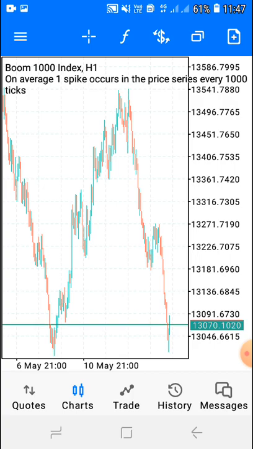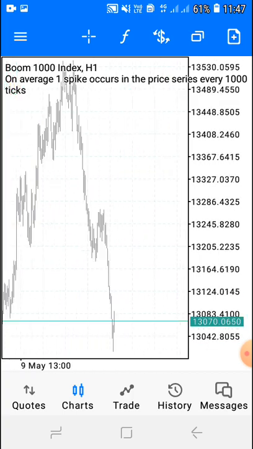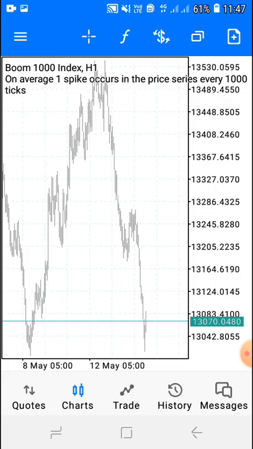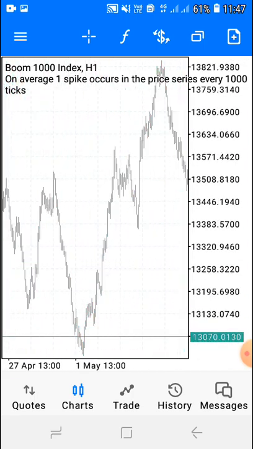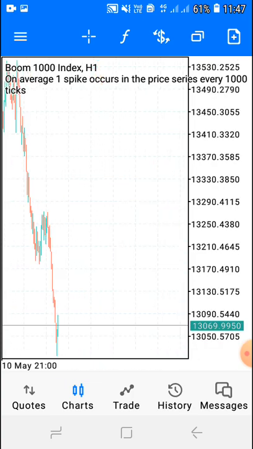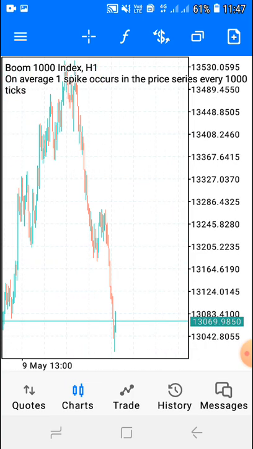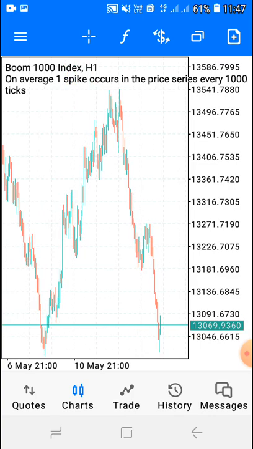What you want to look at on the 1 hour time frame is whether the market is in an uptrend or downtrend. What we can see currently is the market is trending in a downtrend. Now remember this: if it's in a downtrend on Boom 1000, or in an uptrend on Crash 1000, you are going to look for scalping opportunities.